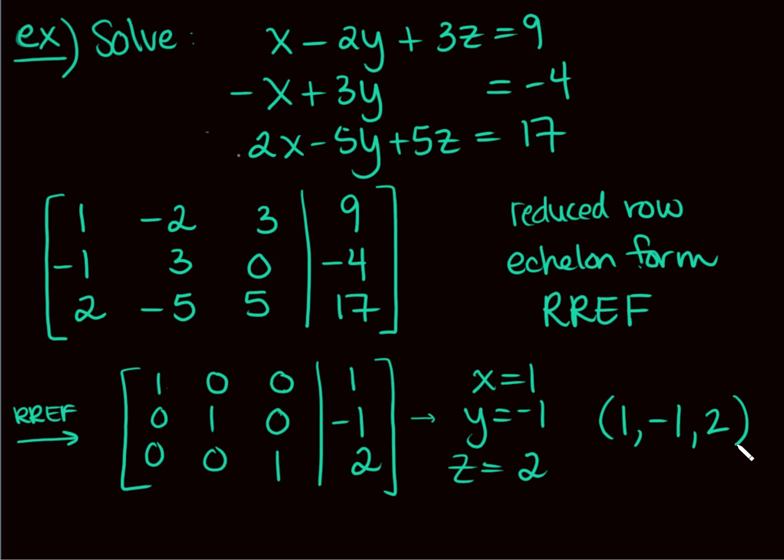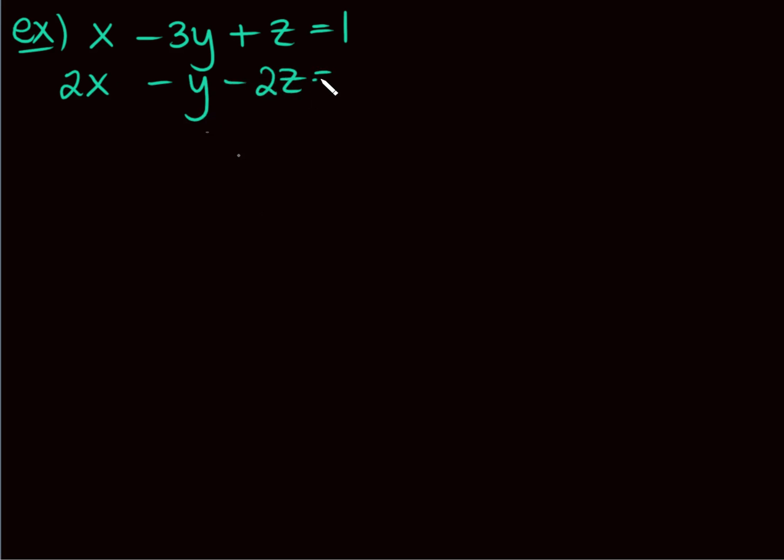Love doing these. Okay, I want to look at one more, because sometimes, even though we're going to use our calculator, we're going to get solutions that are a little bit different. So let's look at doing one with our calculator again, but let's look at something like this. X minus 3y plus z equals 1, then 2x minus y minus 2z equals 2, and x plus 2y minus 3z equals -1.